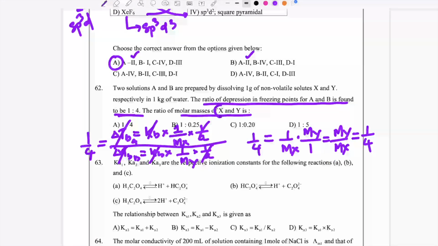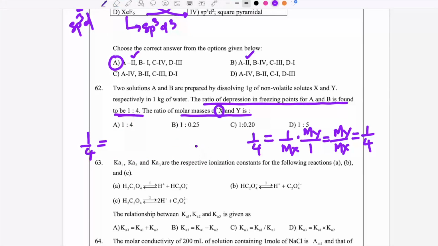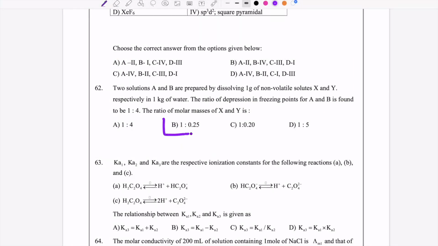So it is 1:4, but it asks X first, so it must be 1:1/4. Which option has 1:1/4? Let us see. Y to Z is 1:4, and is it X to Y is 1:4? But we got Y is to X, so the answer is B. So the answer for the 62nd question is 1:1/4.